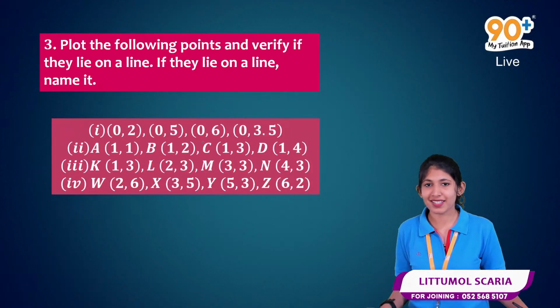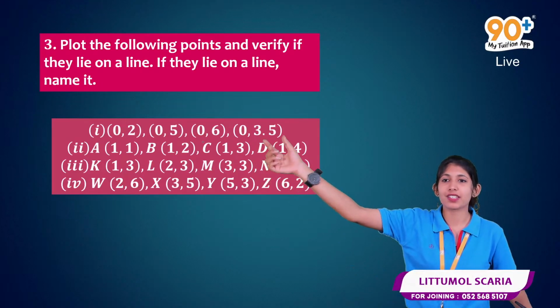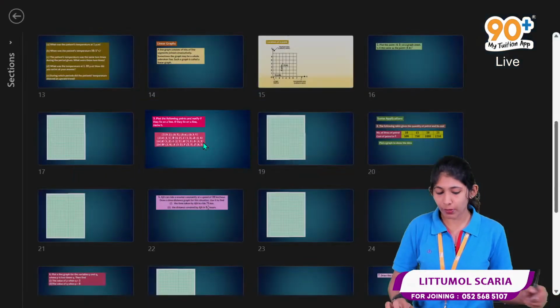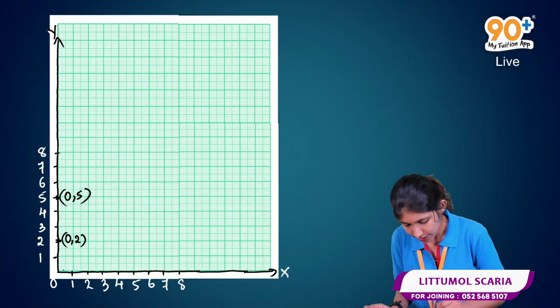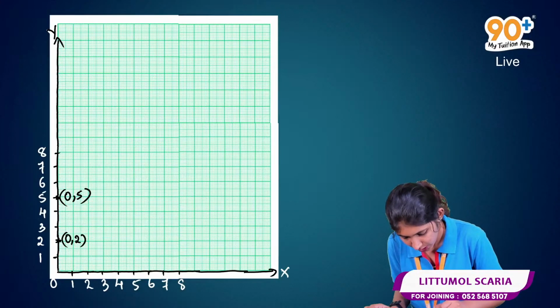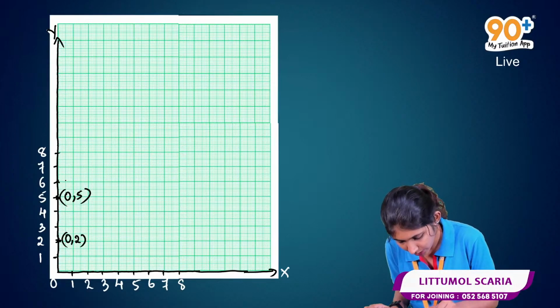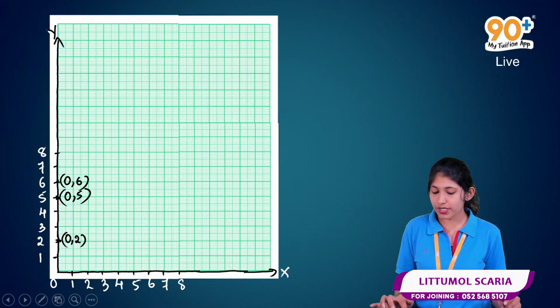Third, yeah, it's easy. I know. That's why I'm going a bit faster. 0, 6 and 0, 3.5. What will you get? 0, 6. Yeah, 0, 6 comes here. Yes. What about 0, 3.5?